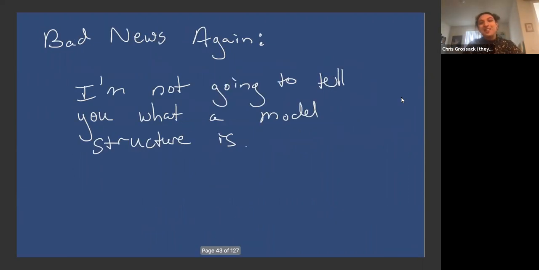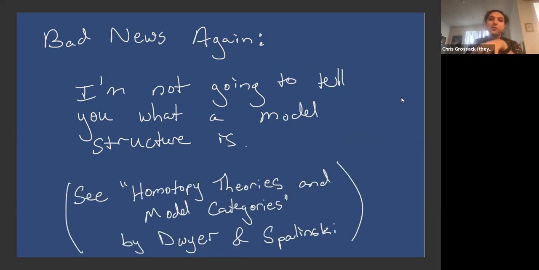The bad news again is I'm not going to tell you what a model structure is. So these are the downsides of working in a 30-minute talk. I'll give you some brief idea, but I'll point you to better references on model category theory if you want to actually learn the definition. So here, for instance, is one, Homotopy Theories and Model Categories by Dwyer and Spalinski, a very, very famous reference, and with good reason.